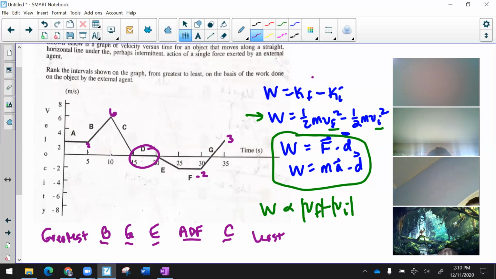So I really think that the way to look at it is to kind of focus on that change in kinetic energy and just pretend that the mass is equal to like 2 or something. And then just figure out what that change in kinetic energy is from the beginning to the end of the interval.